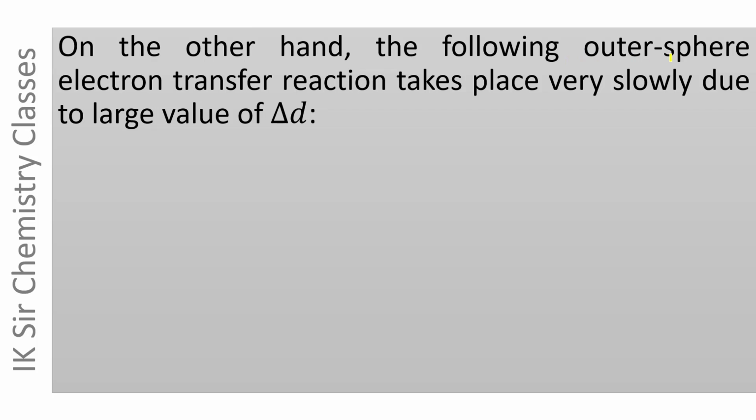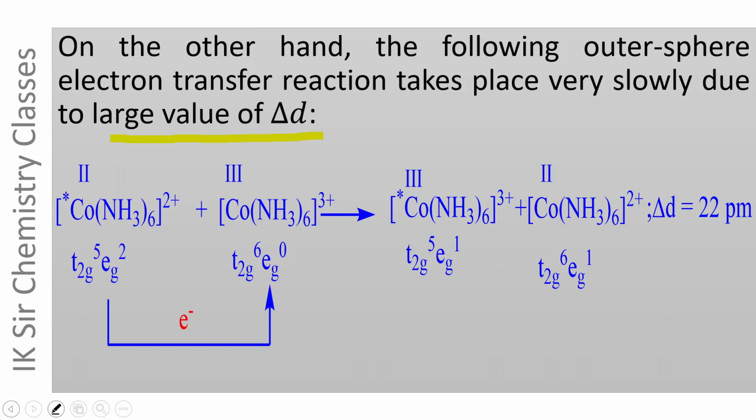On the other hand, the following outer sphere electron transfer reaction takes place very slowly due to large delta D. This chemical reaction involves the transfer of electron from labeled cobalt 2+ ion to non-labeled cobalt 3+ ion. As a result, labeled cobalt is oxidized from +2 to +3, and non-labeled cobalt is reduced from +3 to +2. Its electronic configuration is t2g5eg2, and its electronic configuration is t2g6eg0. It is a high spin complex, while this one is a low spin complex, and this happens due to its lower oxidation state, and it is a low spin complex due to higher oxidation state.